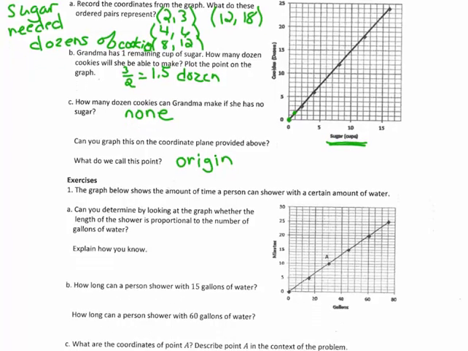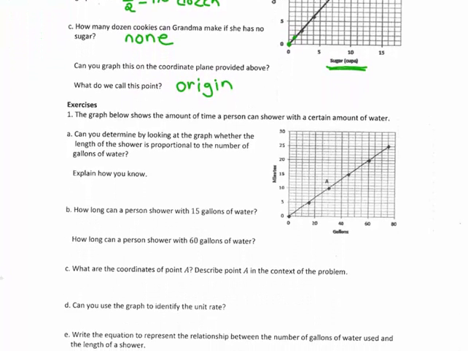All right, next one. The graph below shows the amount of time a person can shower with a certain amount of water. Can you determine by looking at the graph whether the length of the shower is proportional to the number of gallons of water? Yes. We keep doing the same thing over and over again. You should be able to handle this. Explain how you know. So yes, it's a straight line through the origin.